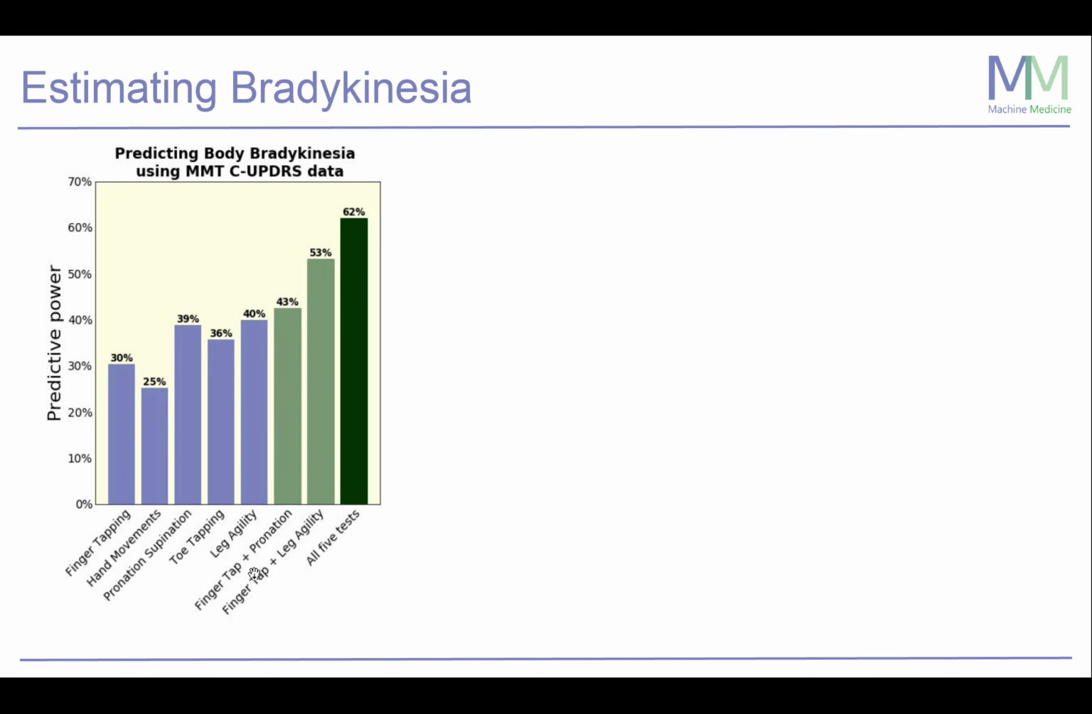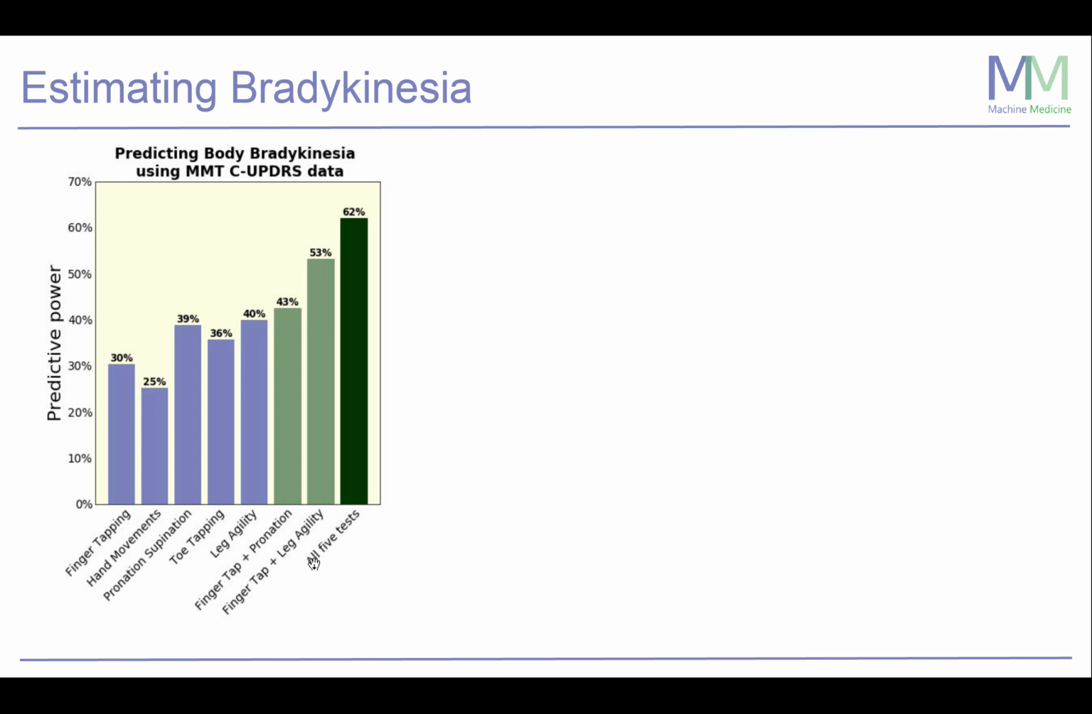If we look at finger tapping and pronation, we can explain 43% of the variance. And if we look at finger tapping and leg agility, then we can explain 53% of the variance. And perhaps that makes sense because we're now taking one score from the upper limb and one score from the lower limb, and arguably they should have more independent information across the pair than, say, finger tapping and supination and pronation, which are two hand-related examinations.